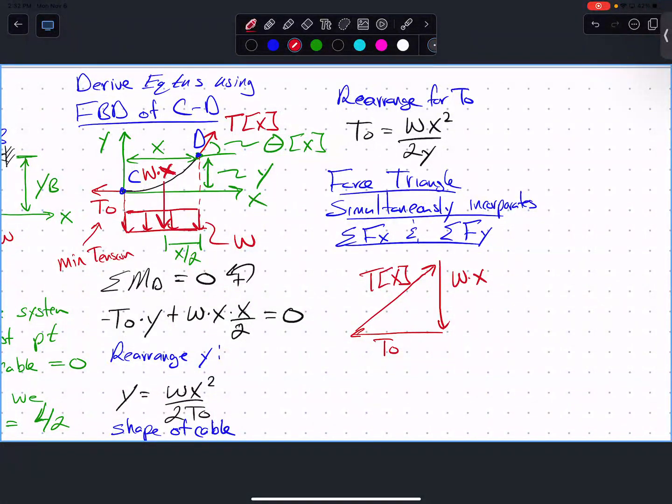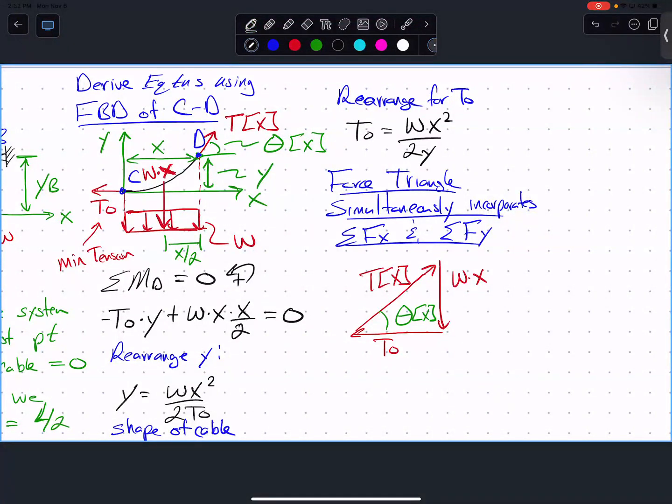And in order to meet equilibrium, they have to make a triangle where the starting and ending point are basically the same spot. So no matter where we started, right? We started here, we could follow the triangle back around. If we started here, we could follow the triangle back around to that same spot, basically doing sum of force in the X and the Y simultaneously at the same time. This angle right here would be theta as a function of X.